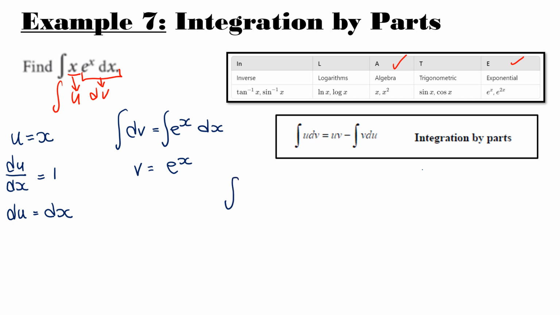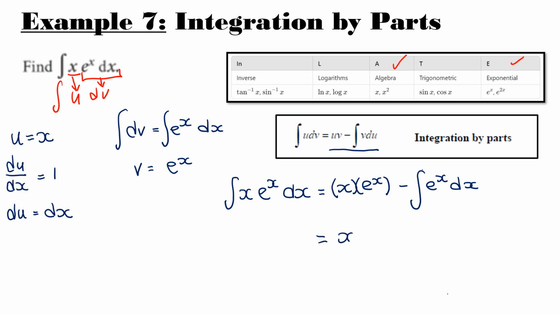So what we're going to do is find the integral of x e to the power of x dx. We're going to follow this formula above. So the formula here is u, which is x, times v, e to the power of x, minus the integral of v, e to the power of x, times du, which is dx. And that's going to give me x e to the power of x minus, integrating e to the power of x leaves us e to the power of x. And then, because we're at the end, we're going to add our plus c.